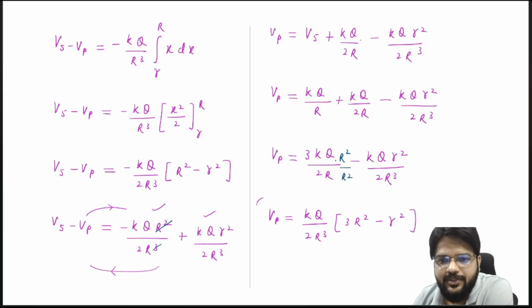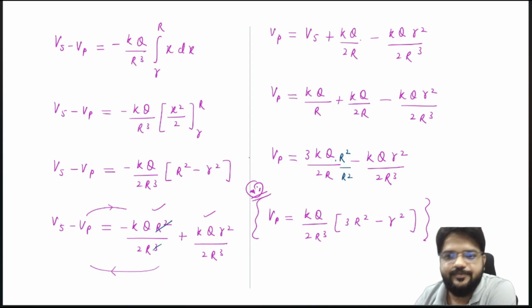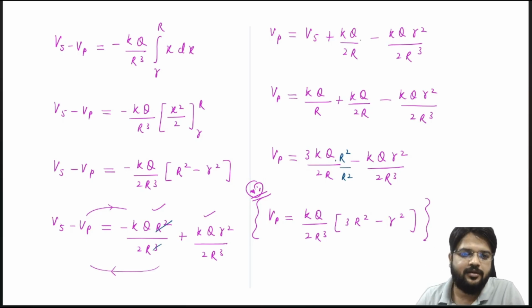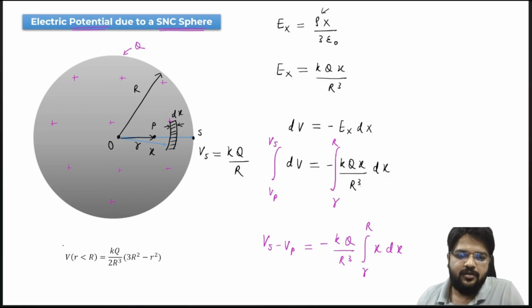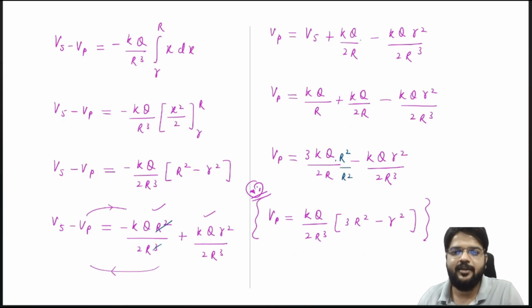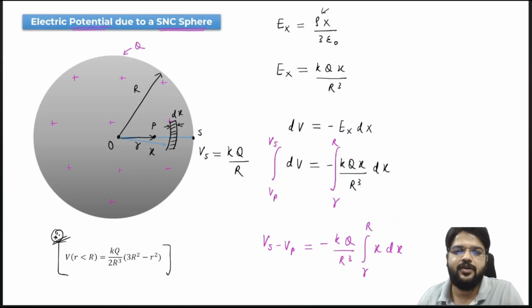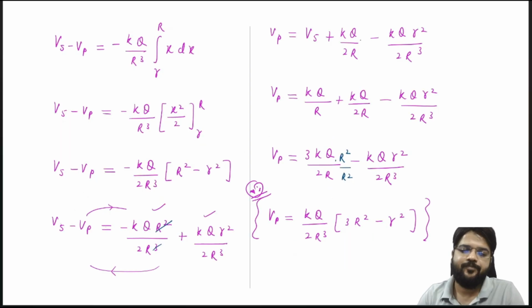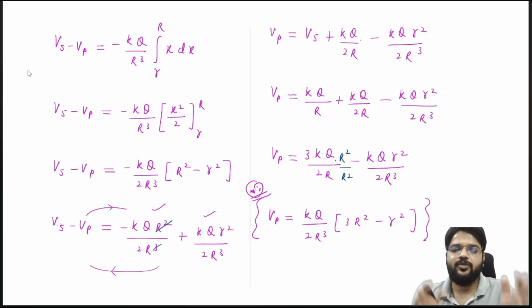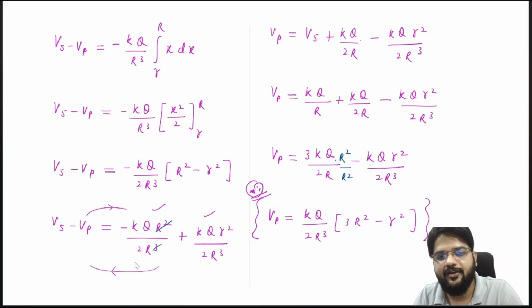So this derivation is a little bit lengthy, but this result is important for us. So at R distance, if we want a potential, it is KQ by 2RQ, 3R square minus R square. And if you look at this formula, this formula and this formula are the same, meaning our derivation is correct here. We got the same result, correct? Note down, everyone. Then next we will discuss the graph, potential versus distance graph, correct?